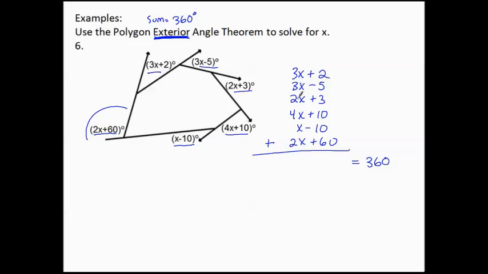3 and 3 is 6, 7, 8, 12, 13, 14, 15. We have 15 x's. Adding up all our constants, we get 60. There we have a nice simple equation, and we can get x by itself. So from 15x equals 300, dividing gives us that x equals 20. Not too bad, right?